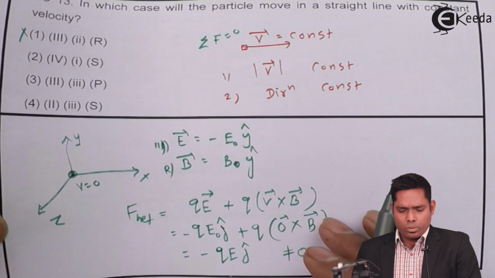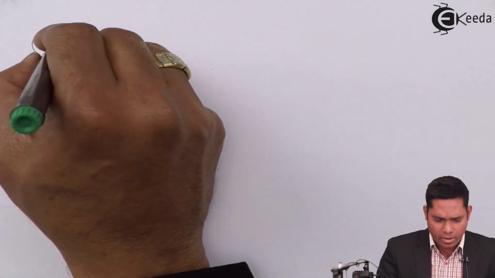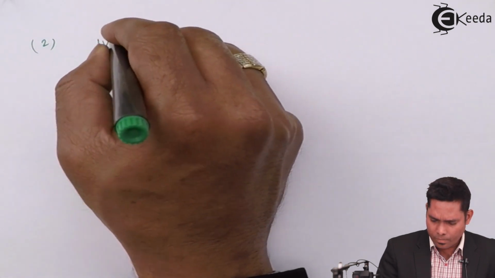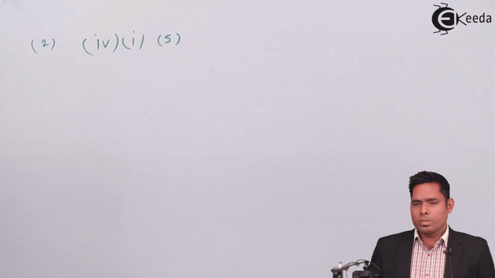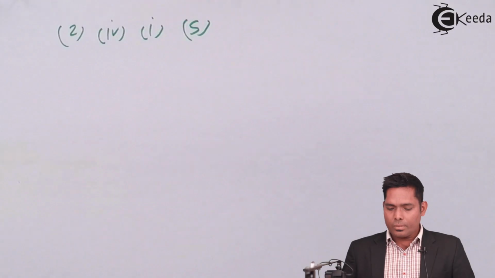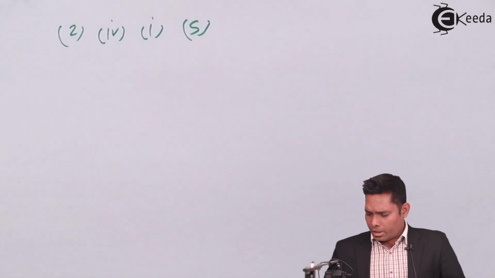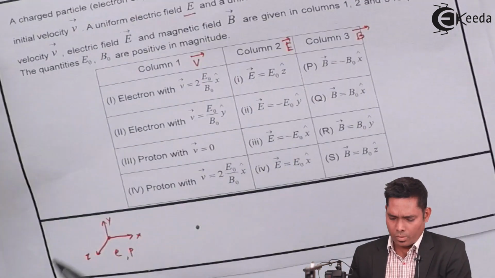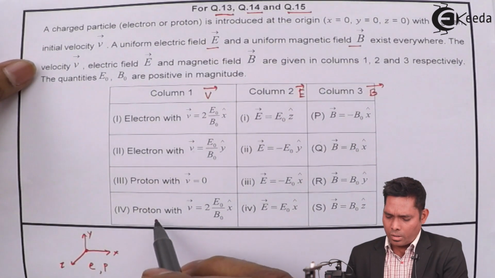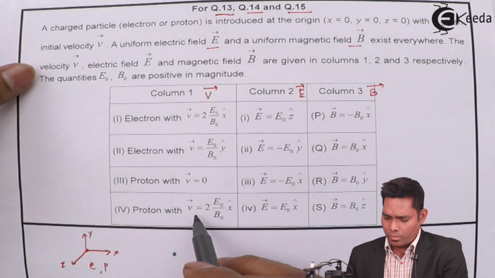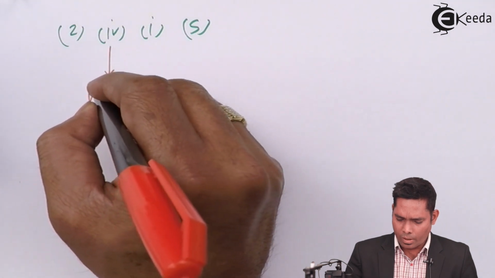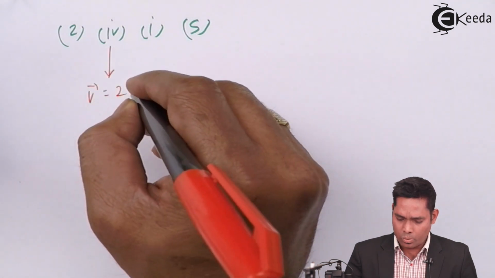Then we have to see the other options. Second option we have to check. The second option is 4, I and S. So let us see what 4 stands for. 4 stands for proton with V equals to, this is for velocity, and that equals to 2.